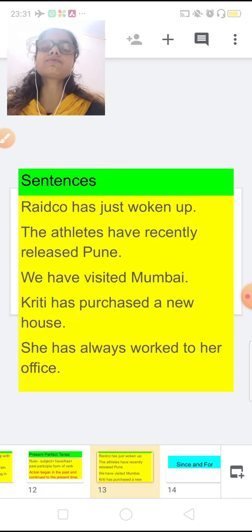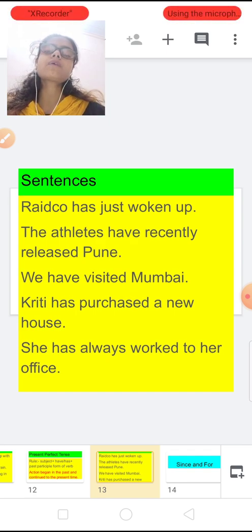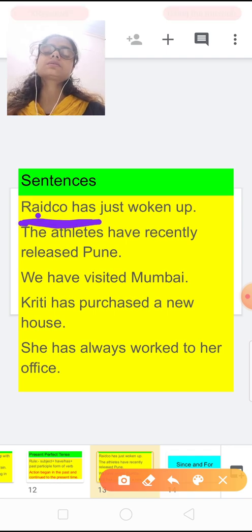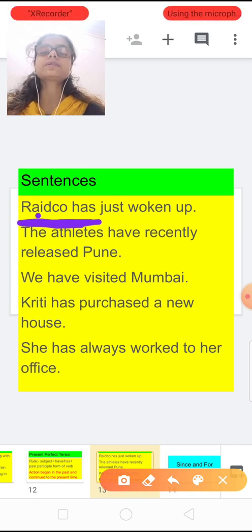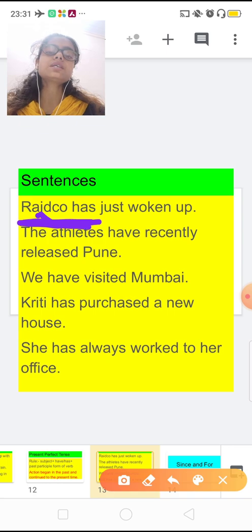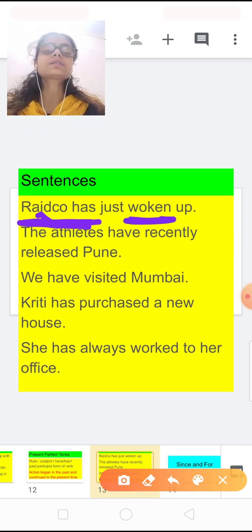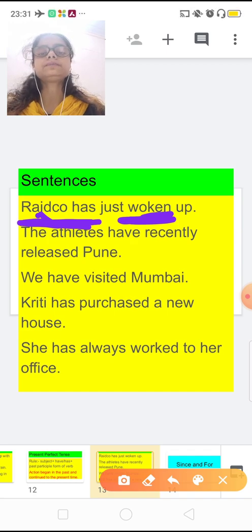Redco has just woken up. Now why do we use has? Because Redco is present tense, a singular person. So with singular we use has just woken. Woken: wake, woken. It is the third form of wake.